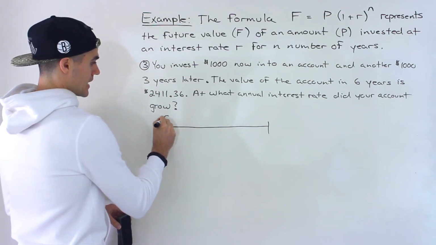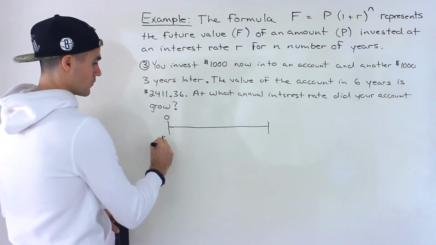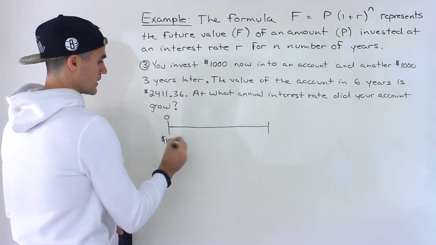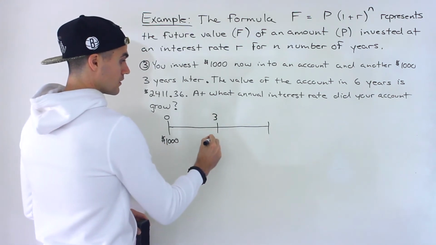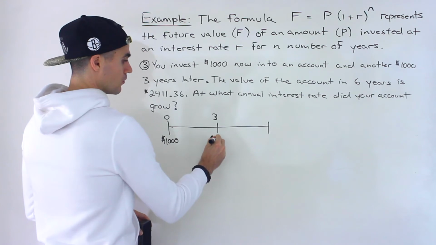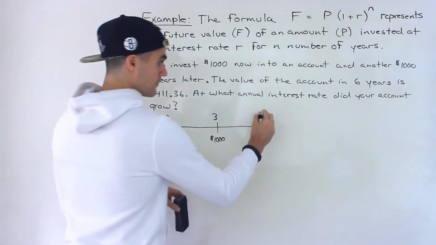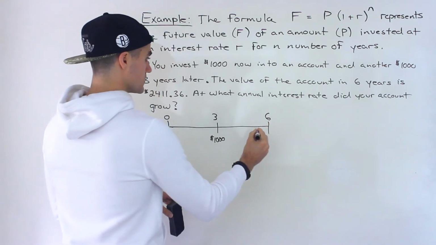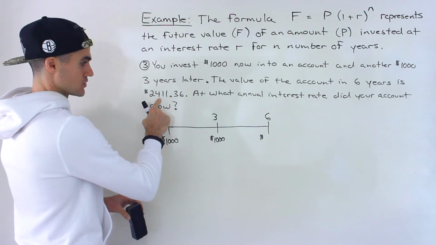Let's say we're in time 0, which is right now. What's happening is we're investing 1,000 right now, and then 3 years later, we're investing another 1,000 into the same account. Then, in 6 years, the account is worth this much.